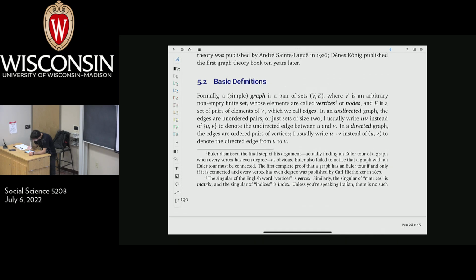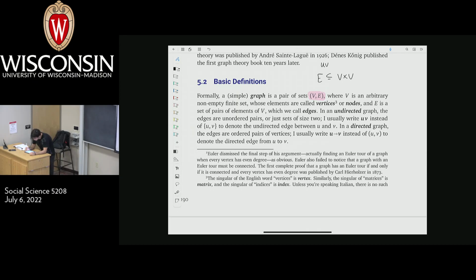So what's a graph? A graph is a pair, V and E. V and E are both sets. E is a subset of V cross V. So edges are always pairs of vertices. And in particular, because this is a set, you can't have duplicates. So if you have the pair UV, it can only appear once in your graph. You can't have UV like a bunch of duplicates. And these are called edges.